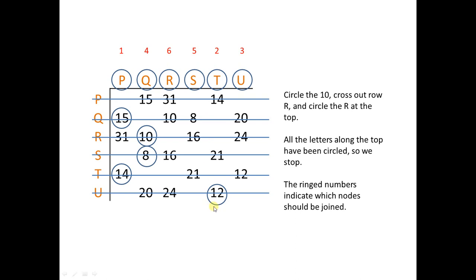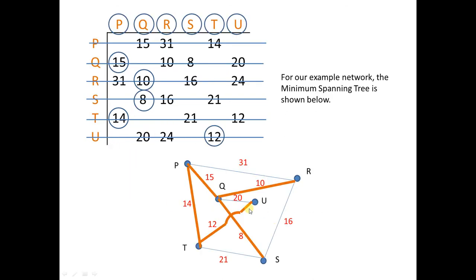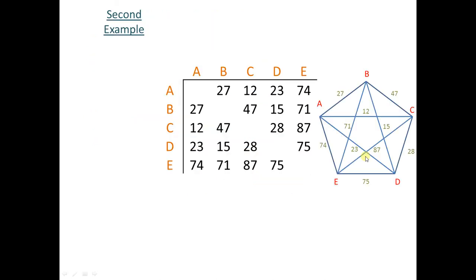out. These circled numbers here tell you the minimum spanning tree, the arcs that are included in the minimum spanning tree. This 15 tells me to join up P and Q with weight 15. This 10 tells me to join up R to Q with weight 10, and so on. And then I've drawn it down here. So these 1, 2, 3, 4, 5 arcs form the minimum spanning tree. And when you add them up, you'll get the minimum weight.